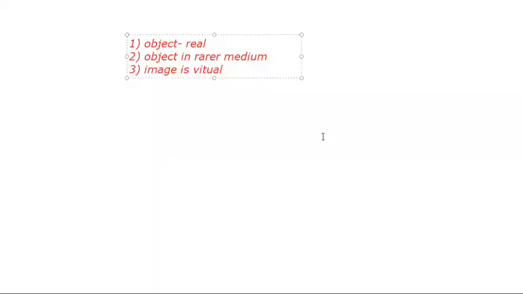So, the refraction at concave surfaces. First, we are going to learn refraction at concave surfaces. First, we will take concave surfaces.